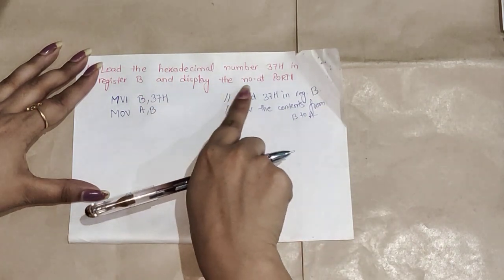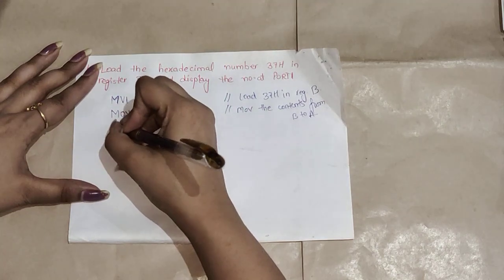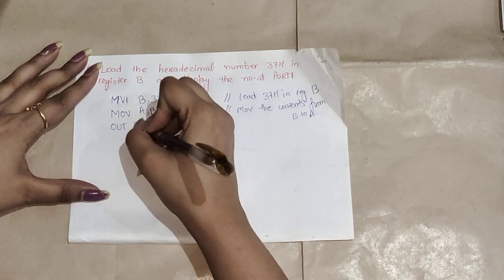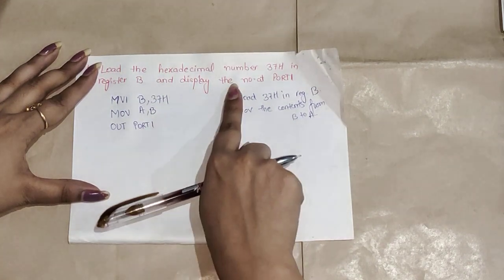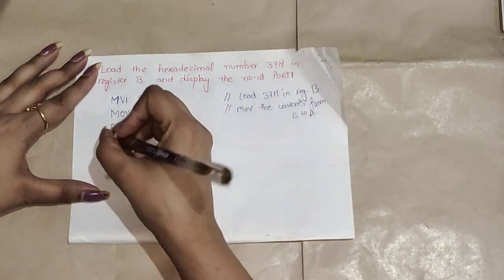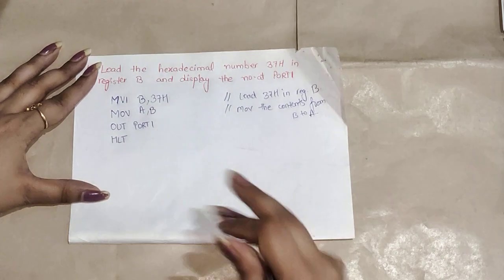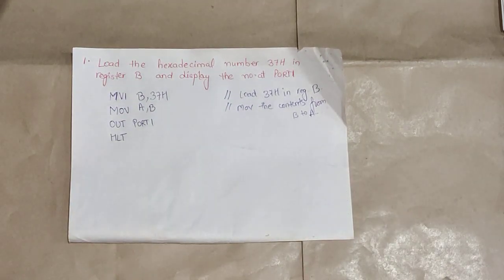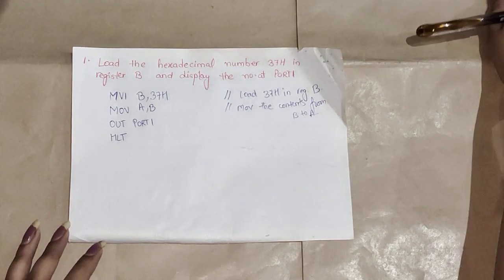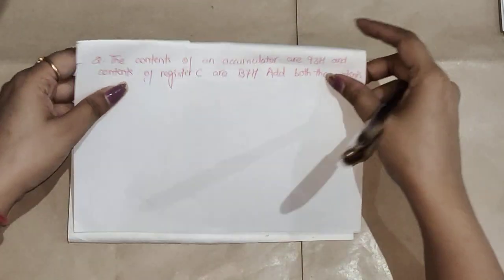Now, display the number at port 1. So simply OUT port 1. This is the instruction for displaying the number at port 1, and then HLT. So this is the first program. This was the basic program about 8085, how to load a number in registers. Okay, let's move to the second question.